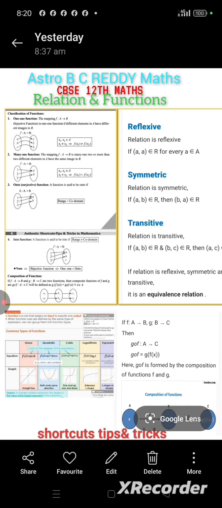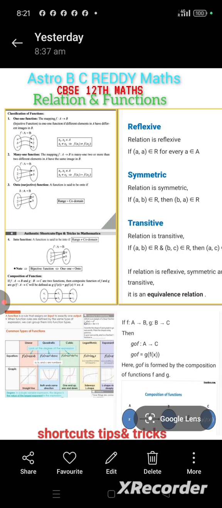One-to-one function. The mapping f: A tends to B, an injective function, is a one-to-one function if different elements of A have different images in B. Here I have given examples.